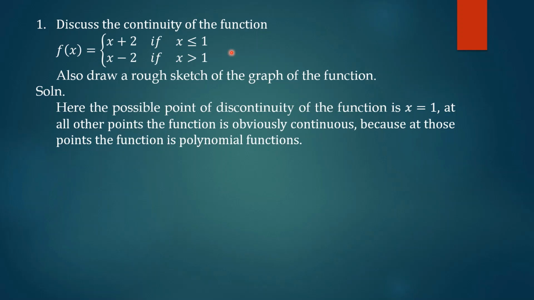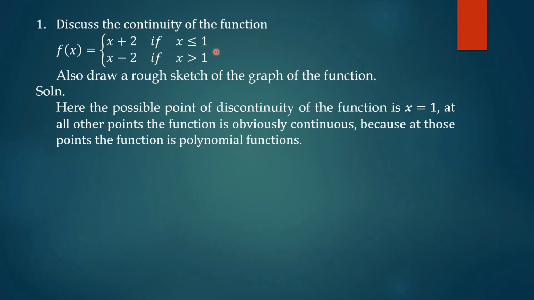So you see here the possible point of discontinuity is 1, because at the point 1, when x is less than 1, the function is this one, and when x is greater than 1, then the function is this one. That means the point 1 is the point of change or point of break of the function, and therefore the possible point is x equal to 1.